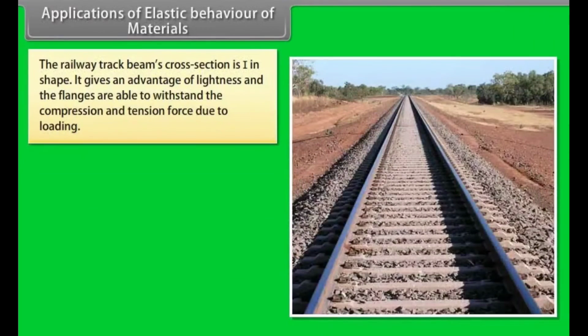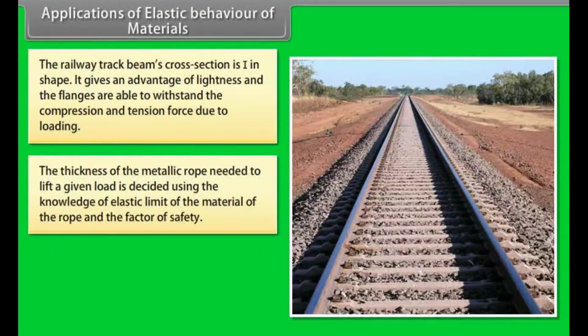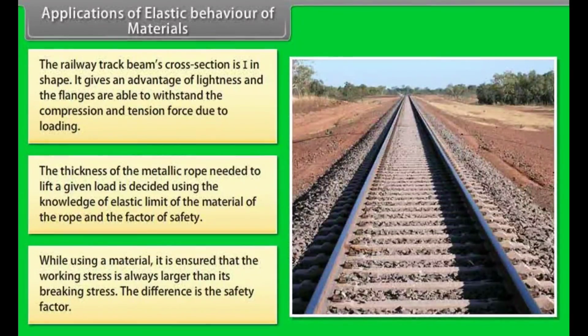The railway track beam's cross-section is I in shape. It gives an advantage of lightness, and the flanges are able to withstand the compression and tension force due to loading. The thickness of the metallic rope needed to lift a given load is decided using the knowledge of elastic limit of the material of the rope and the factor of safety. While using a material, it is ensured that the working stress is always smaller than its breaking stress. The difference is the safety factor.